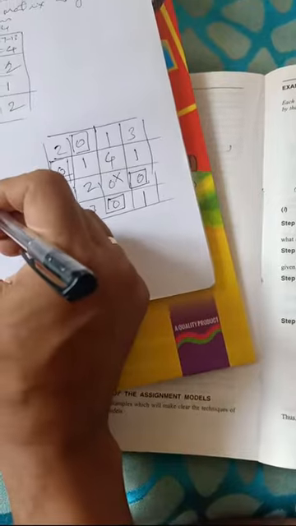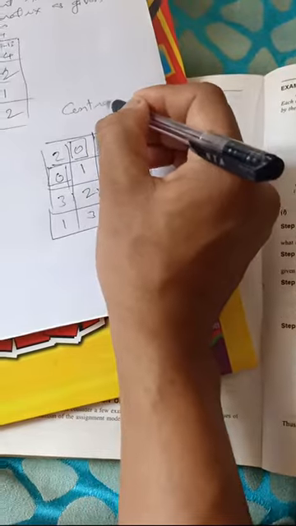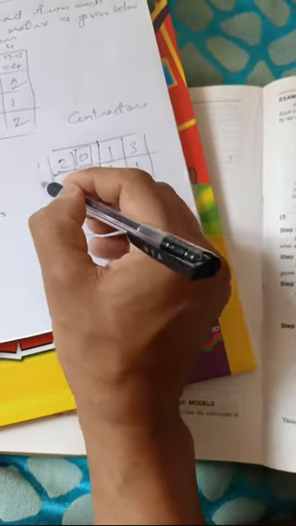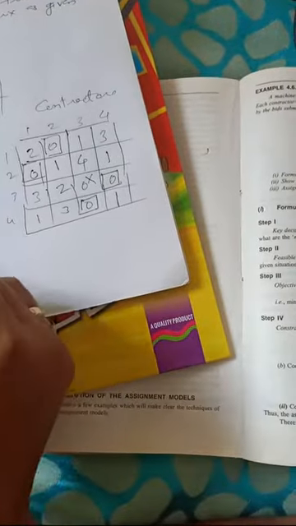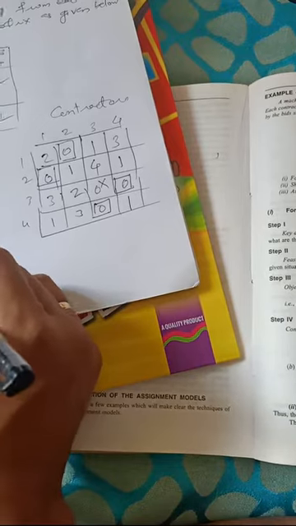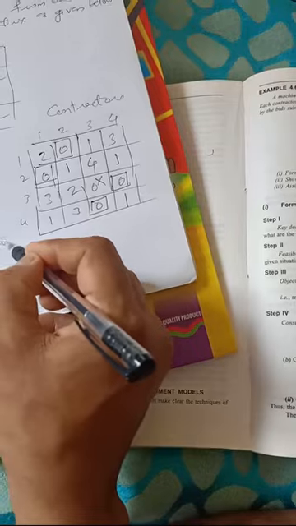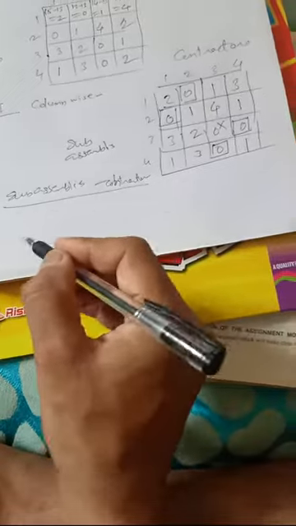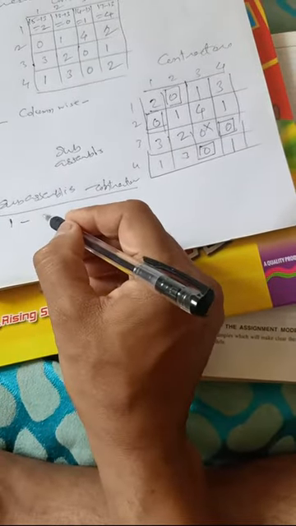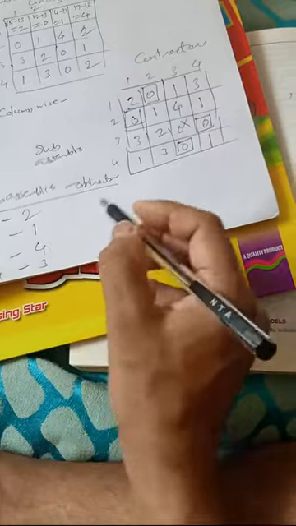Now if you see, these are sub assemblies. These are contractors. So 1 2 3 4, 1 2 3 4. Now if you check the assignment of sub assemblies to contractors, what I'll get is: first sub assembly is given to contractor number 2, second is given to 1, third is given to 4, and fourth is given to 3.